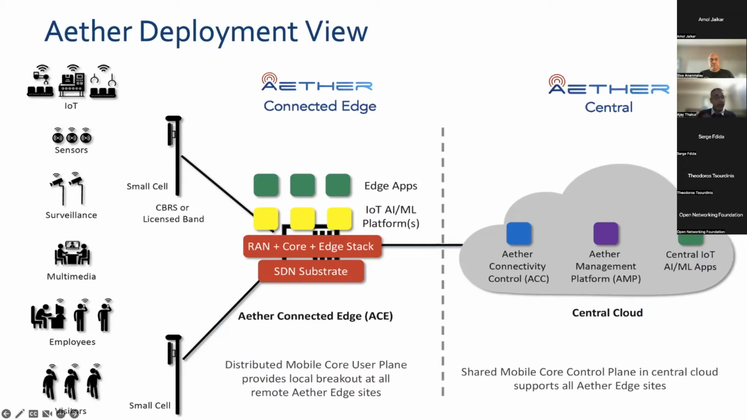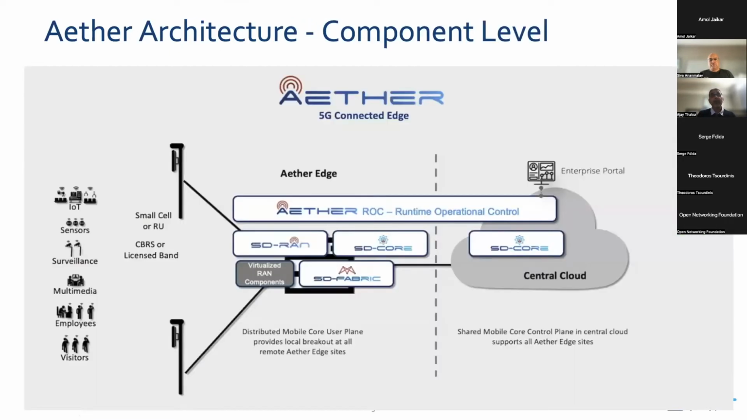And we have shown here a set of device types which an enterprise can connect to, and we have the ability to group them so that you can give a different treatment for every type of device, right? So that comes under network slicing. Now, previously we saw how Aether typically looks from the deployment point of view. Now this slide gives us a view of how all those components map to the Aether projects.